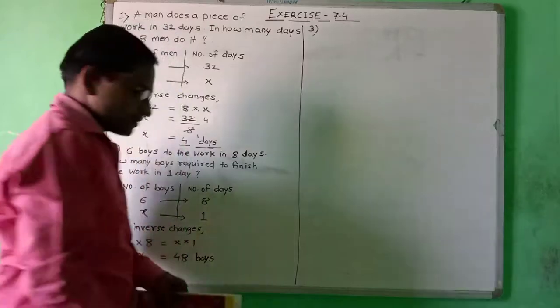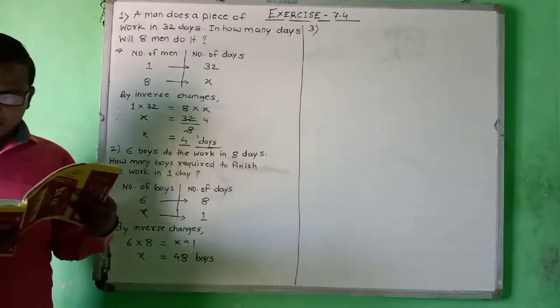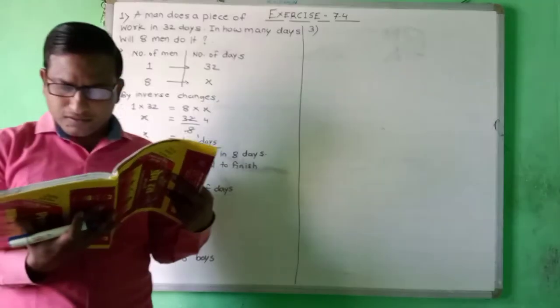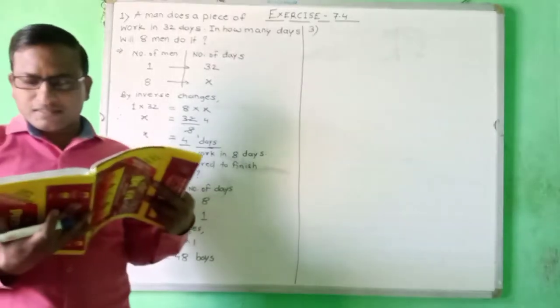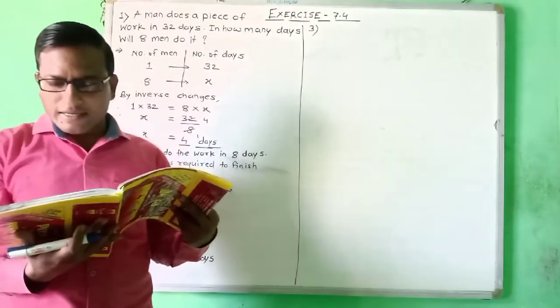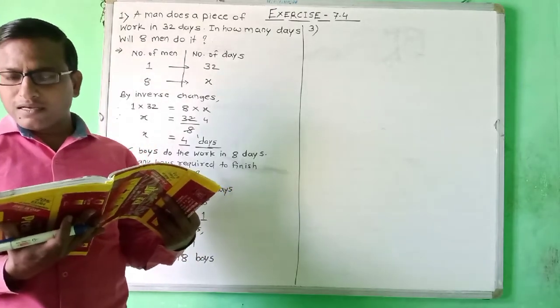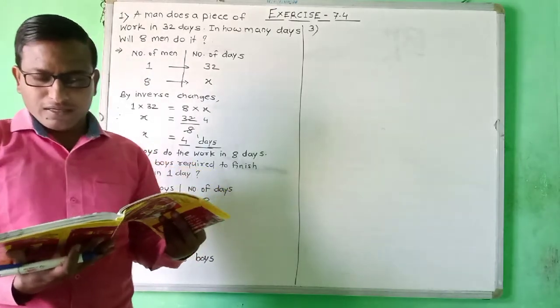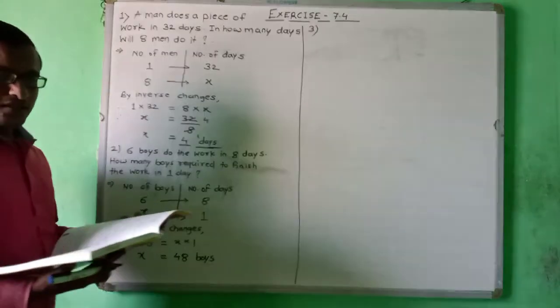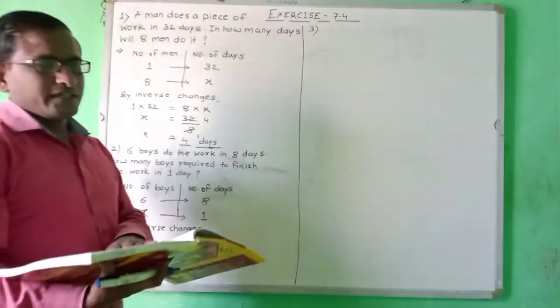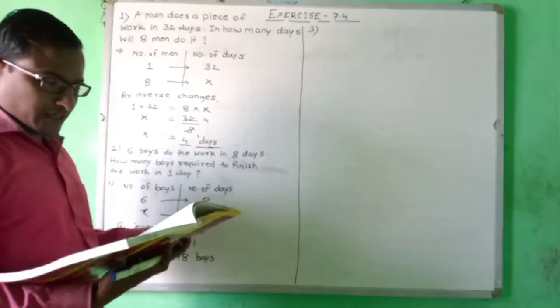Third one. If three masons construct a wall in 10 days, in how many days will 5 masons construct that wall? Same process. First you write the example from the textbook and then write the solution.